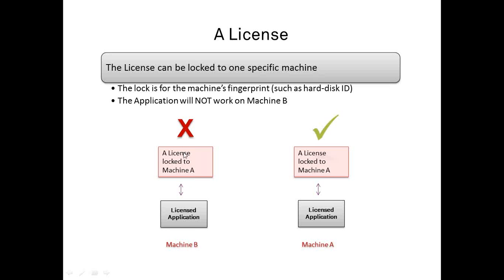Therefore, the license and the application, as a matter of fact, will not work. So this means that the software vendor can make sure that the license he provided for a specific machine, let's say machine A, will be working only if it runs on machine A. If somebody tries to take this license with the application and put it on another machine, it will not work.